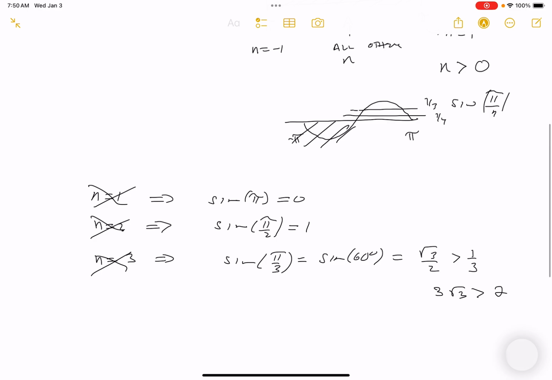All right, let's go to the next one, and it's going to be n equals 4. Let's see what happens there. Might be a little easier to do now. It's going to be sine of pi over 4. That's a sine of 45 degrees, by the way.